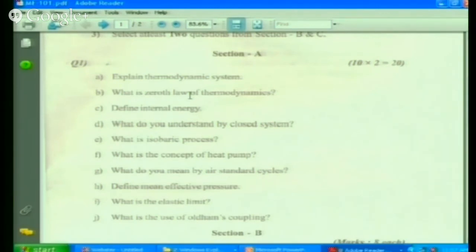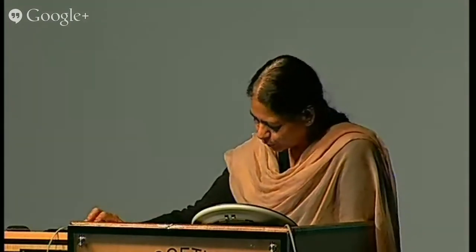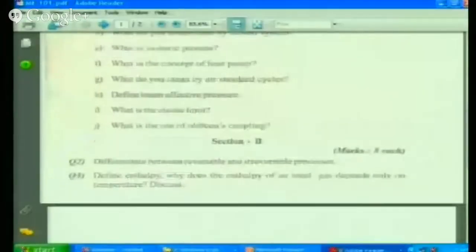Then define mean effective pressure, okay. Next, again, should have been either define elastic limit. Then, what is the use of Oldham's coupling? Use. So, state two uses of Oldham's coupling. That should have been the question. Go to part B, marks 8.